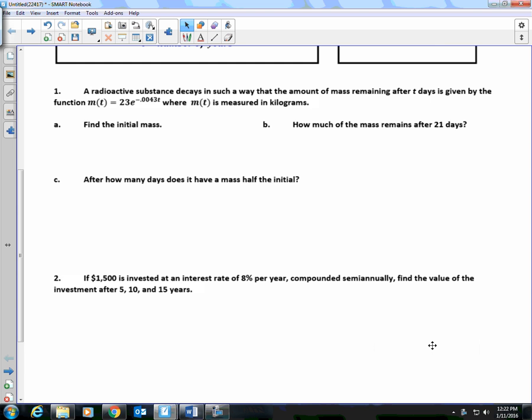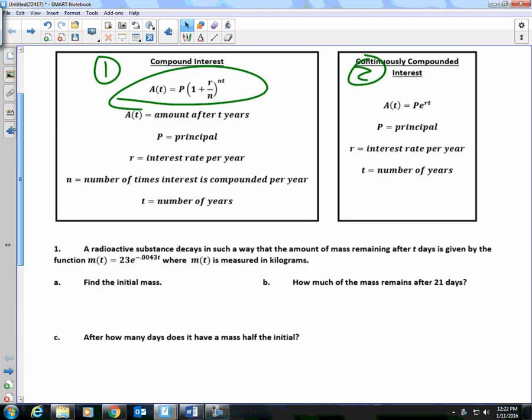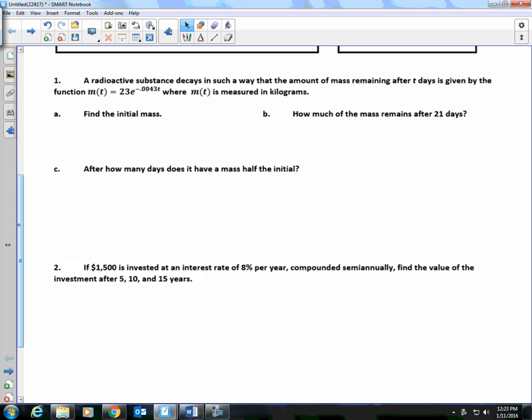First example regarding logarithmic and exponential word problems: a radioactive substance decays in such a way that the amount of mass remaining after t days is given by the function m of t is equal to 23 e to the negative 0.0043 t, which is measured in kilograms. Find the initial mass. So this is an exponential function, and we would like to solve for the initial mass. So that's how big is the object when it starts decaying.